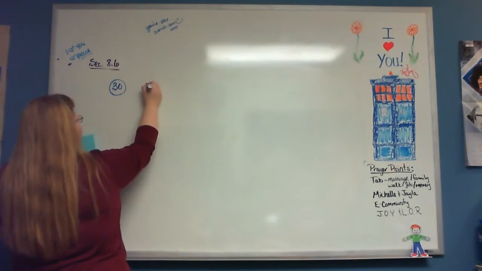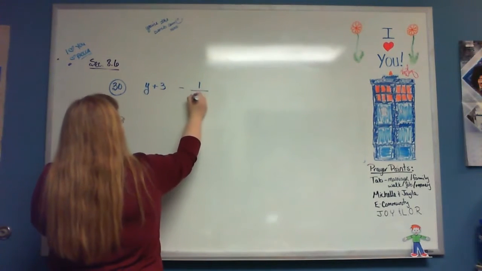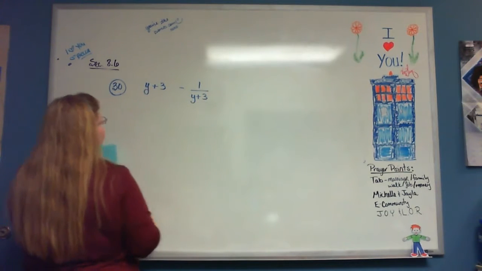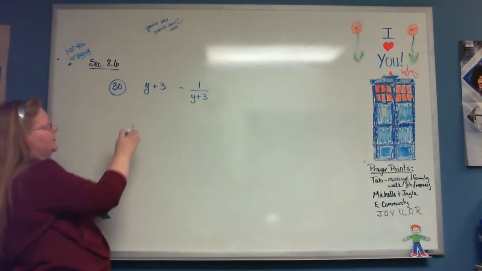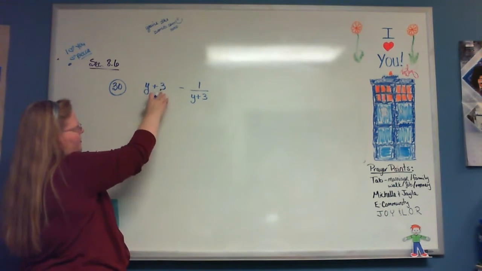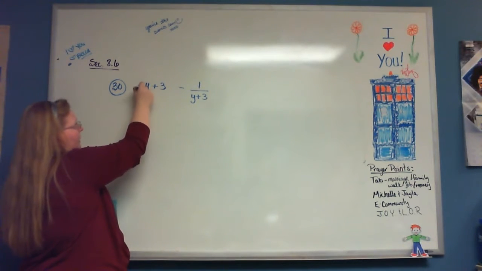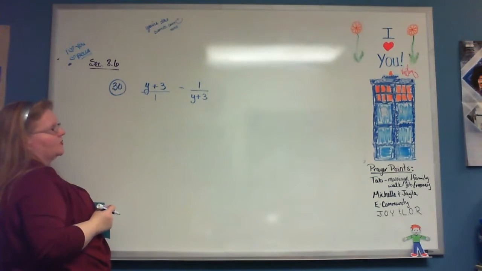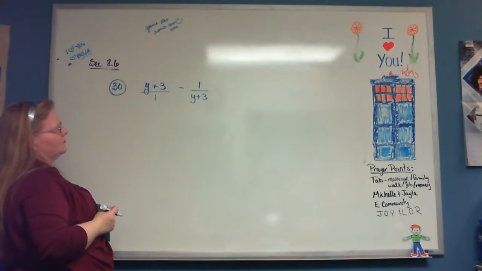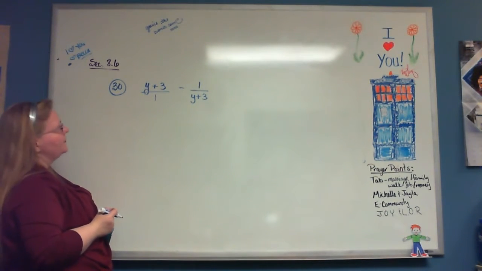Number 30. Y plus 3 minus 1 over y plus 3. There are two ways you could look at this. You could look at this as y over 1 plus 3 over 1, or you could look at it as y plus 3 over 1, which is how I'm choosing to look at it, because that keeps me from doing a whole bunch of stuff I don't need to do.